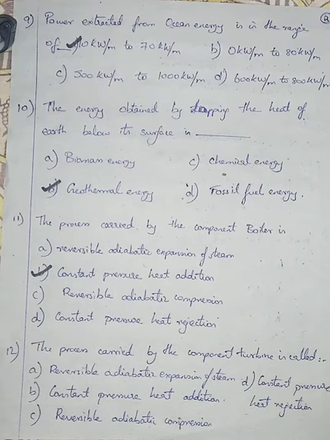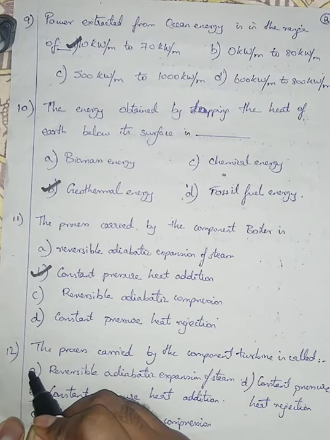The turbine blade rotates. There will be an expansion process, expansion of steam. The pressure will be reduced from the inlet to the outlet of this turbine. So there is an expansion process, and I am going with reversible adiabatic expansion of steam. If there is a reduction in pressure, it is called an expansion process. If there is an increase in pressure, it is called a compression process. So the process carried out by the turbine is reversible adiabatic expansion of steam. I am going with option A.